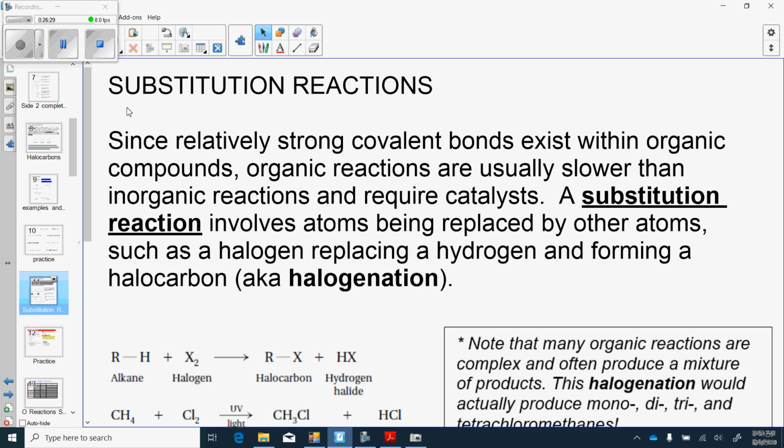Okay? So a substitution reaction involves atoms being replaced with other atoms. So you're subbing out one atom and putting a new atom in, such as a halogen. So we might put a halogen in and it replaces a hydrogen. So we take a hydrogen off the floor, we put a halogen in. But we can also put in other combinations of atoms. This is another word for it when we put a new halogen in, and we've seen this word before, halogenation. Halogenation is putting a halogen in. Hydrogenation is putting a hydrogen in.